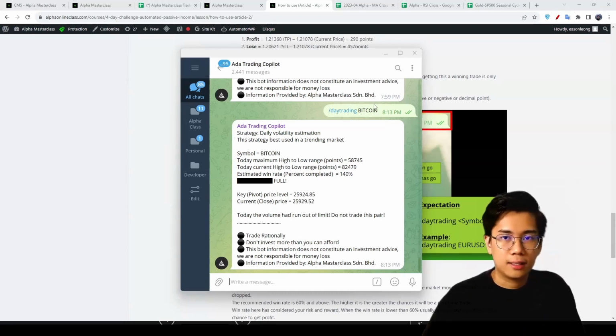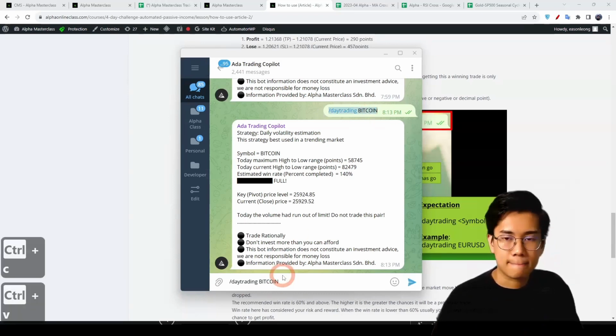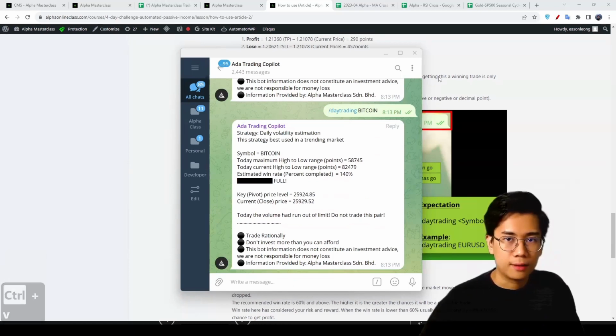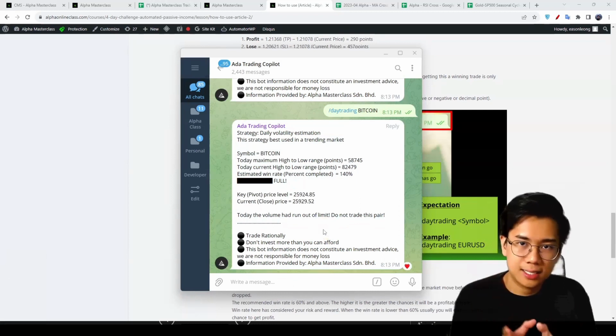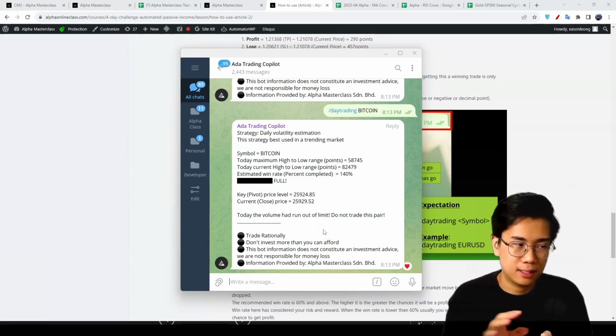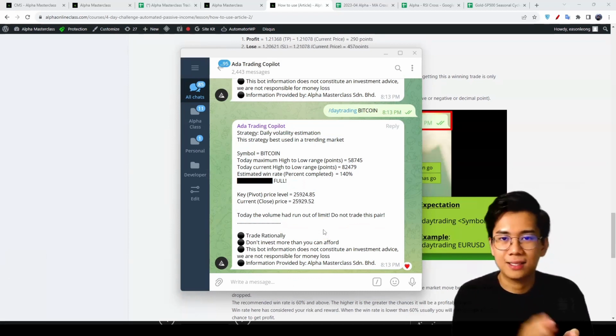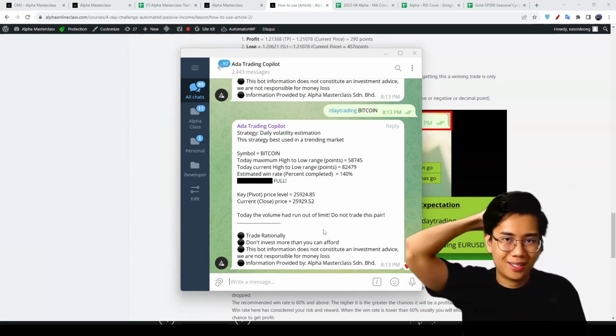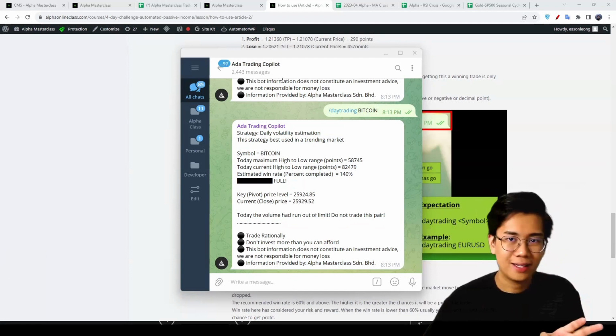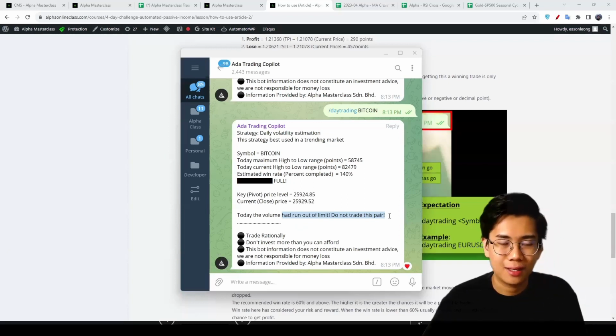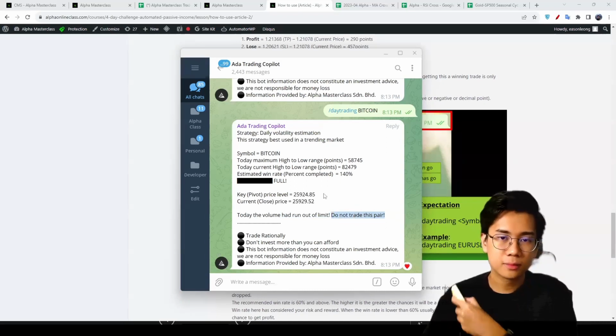So over here you can see that right now this is Bitcoin. Okay, confirm this is correct already. Now, based on this analysis, we can use ChatGPT to find out more details, but right now no need lah. Right now, in short, Bitcoin, the volume has run out of limit. Do not trade this pair. Meaning, do not trade this pair. The market is abnormal right now, so do not trade on this pair.